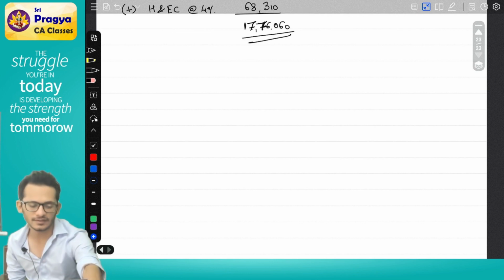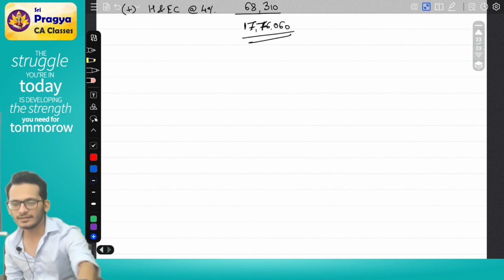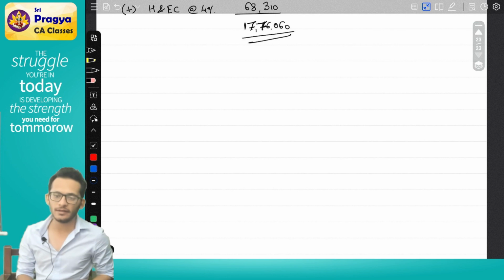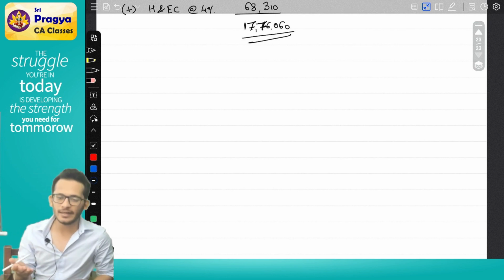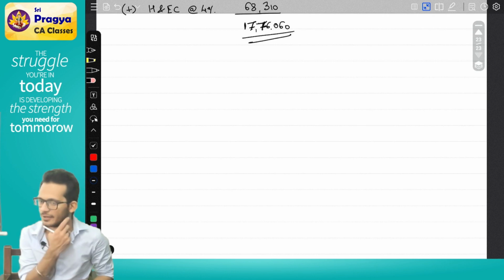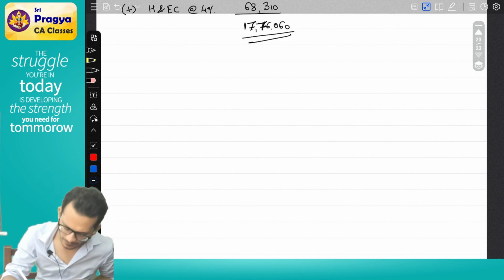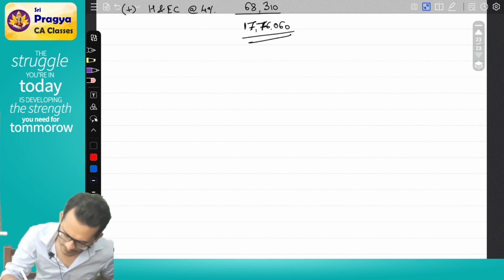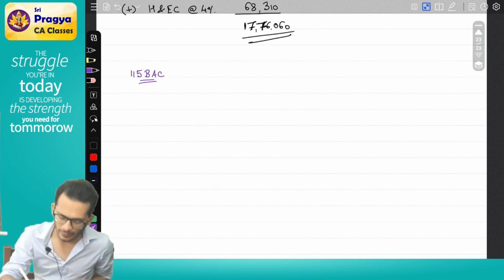Basis which, in 2021, we went to the government and said, dear sir, you're giving such good, nice regimes for companies, why are you not giving it for individuals? So in 2021, they introduced one new regime. What is the section called? It is called 115 BAC. This was introduced in 2021.